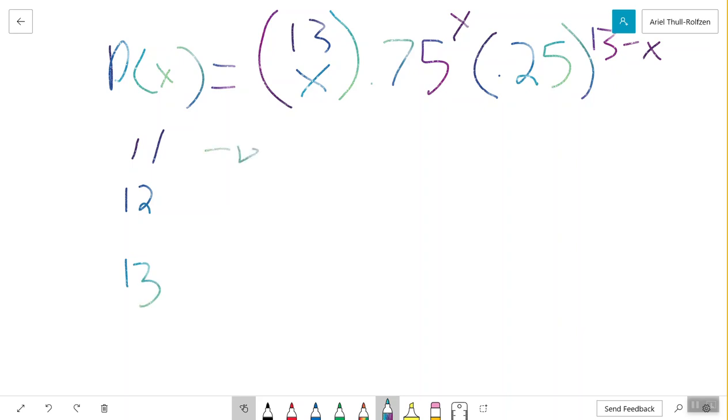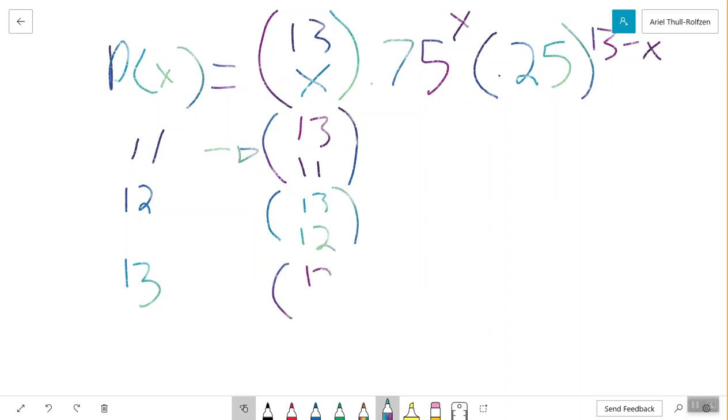So this one would be 13 combination 11, 13 combination 12, and 13 combination, not divided by, 13 combination 13. And it's the same up here.